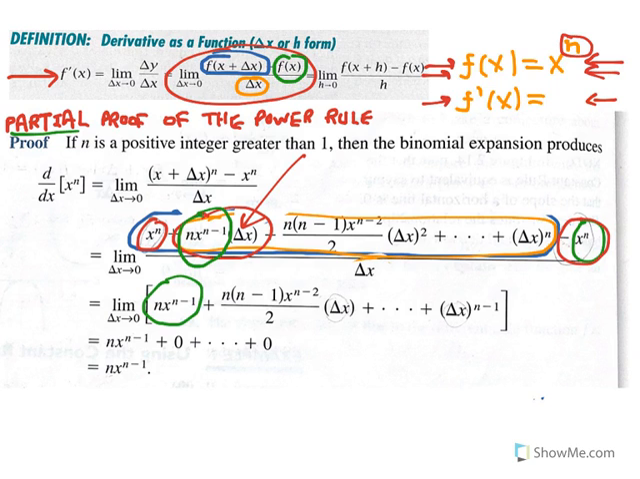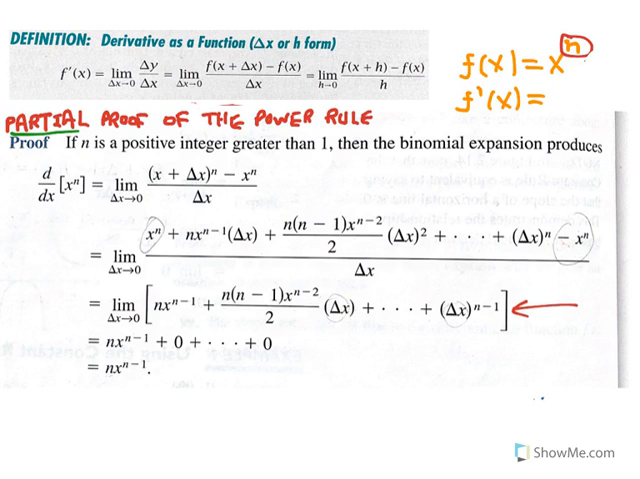The other terms have more than one factor of delta x. For example, if you look at this term, we have two factors of delta x. So when you factor one delta x out, you're still left with one factor of delta x. This term here has n factors of delta x. So when you factor out one factor of delta x, you're left with n minus one factors of delta x. And of course, the delta x that you factor out from each of those terms will cancel with the delta x in the denominator.